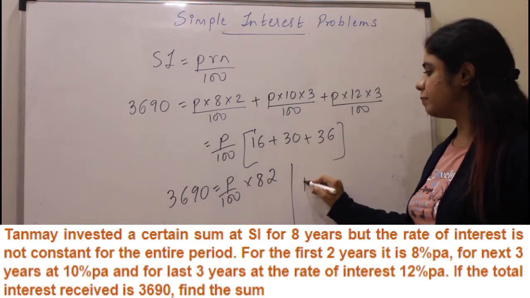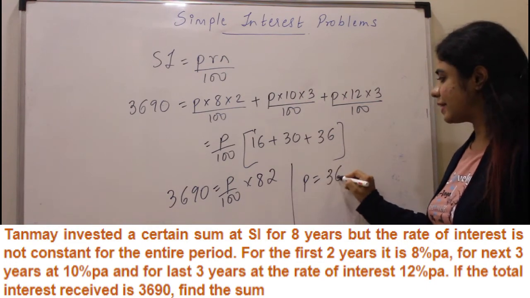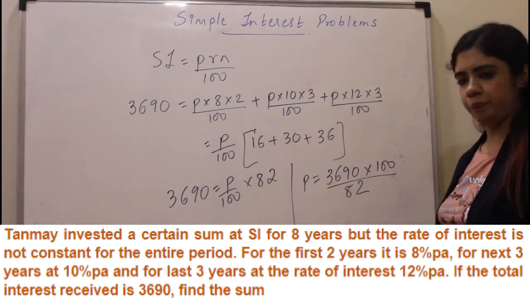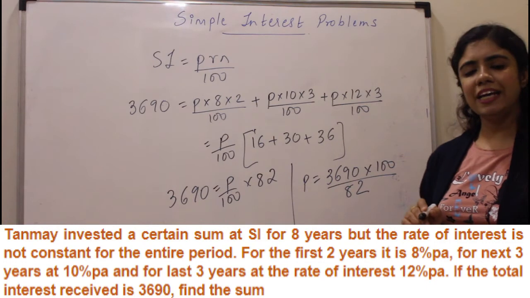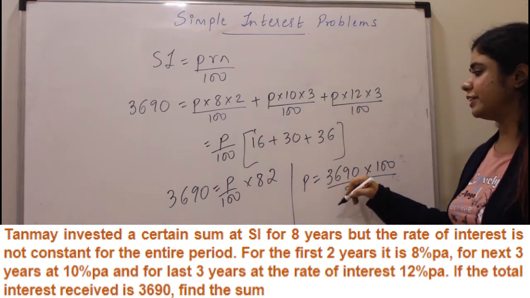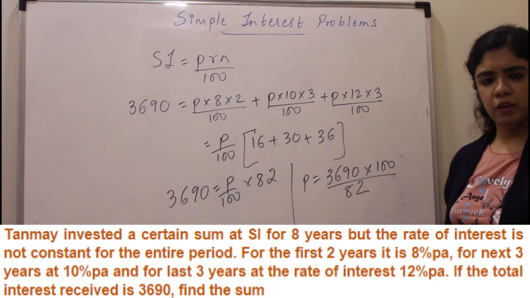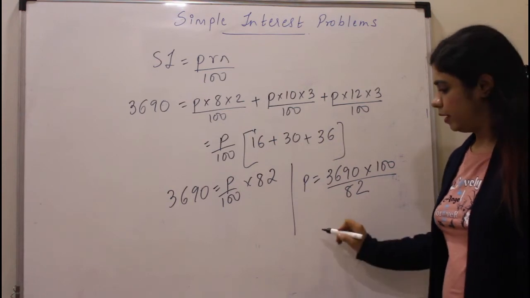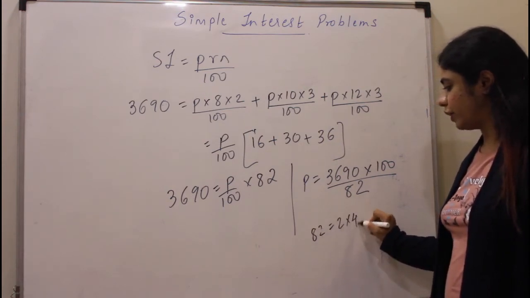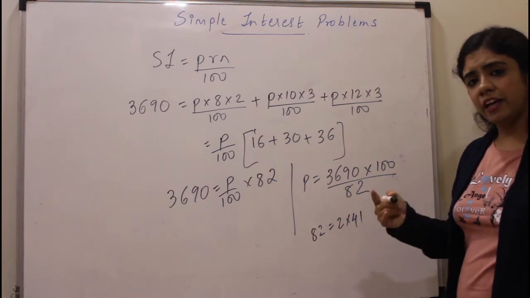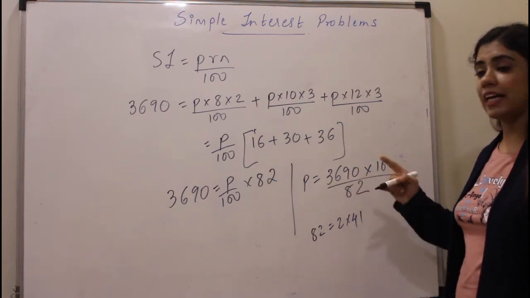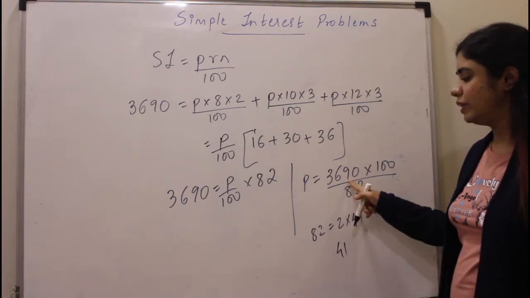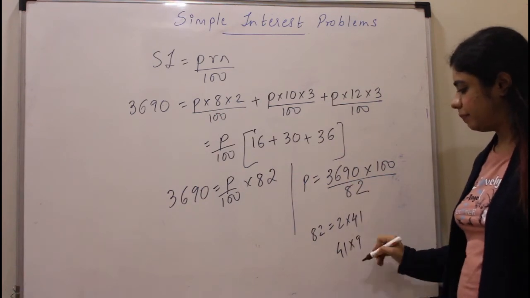So if I ask you what is the principal value, it will be 3690 ठीक है into 100 upon 82. ठीक है upon 82. Now I need a number which is able to reduce 3690 also and 82 also. तो मैं क्या कर सकती हूँ? देखो 82 जो है वो 41 के टेबल में आता है because 82 is 2 into 41. Correct? Now let me check whether 41 के टेबल में 369 या कुछ आता है कि नहीं.